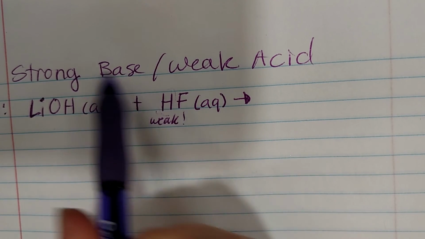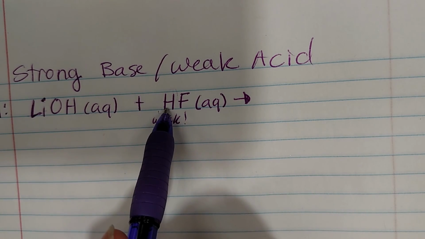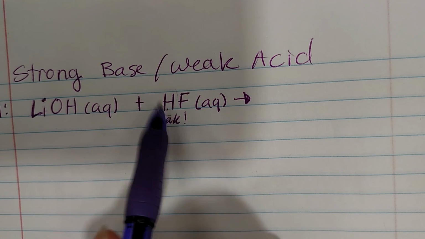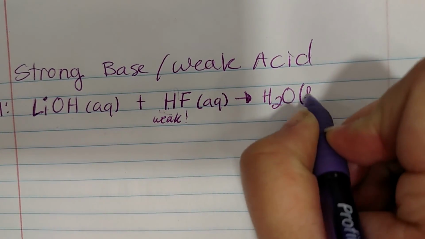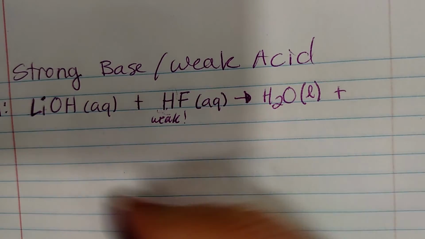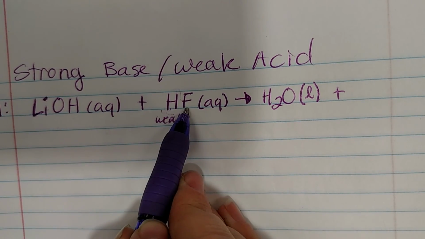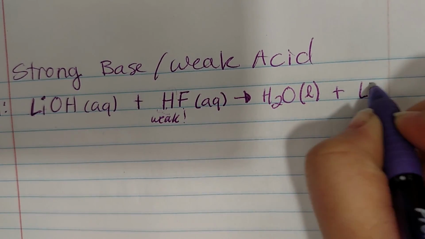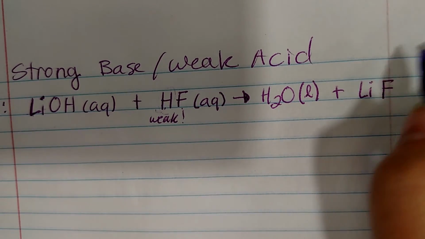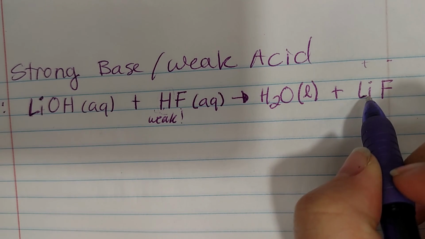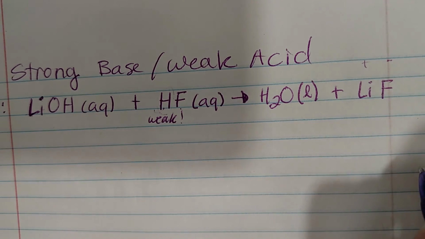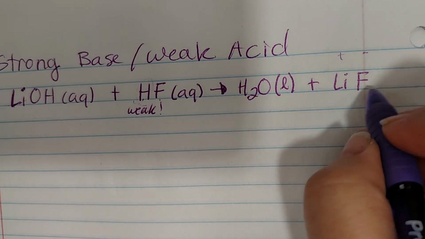So again, we're going to do our double replacement. Hydrogen and lithium, our positive ions, are going to switch places. So hydrogen and hydroxide are going to make that water molecule that's liquid. And then we have lithium and fluoride. Lithium is positive and fluorine is negative. So if we did our crisscross or looked at our charges, we just need one of each.